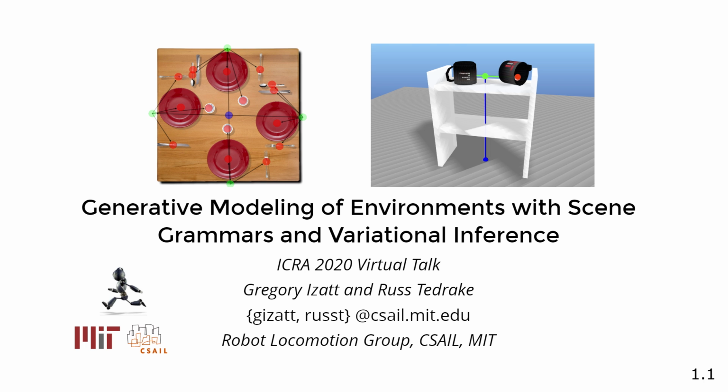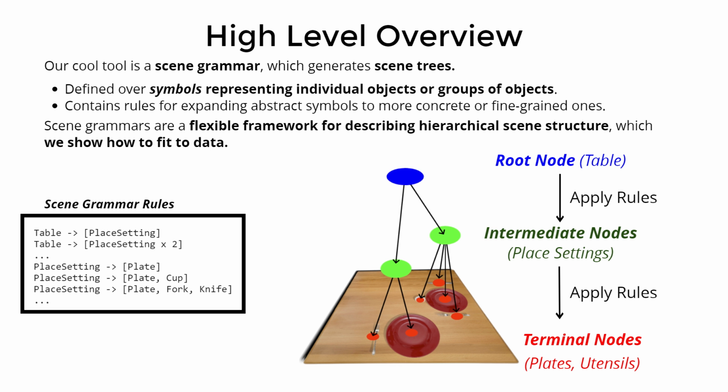The scenes we show here were sampled from our trained model, with trees overlaid to indicate how they were generated by the grammar. The core tool we'll be using for learning scene distributions is a scene grammar, which breaks down scenes into symbols, where symbols can represent either concrete objects like dishes on a table, or abstract groups of objects like the cluster of dishware forming one person's place setting.